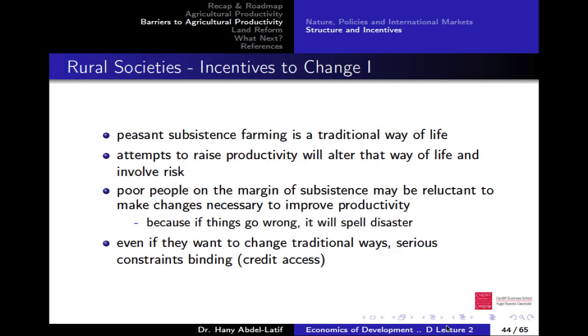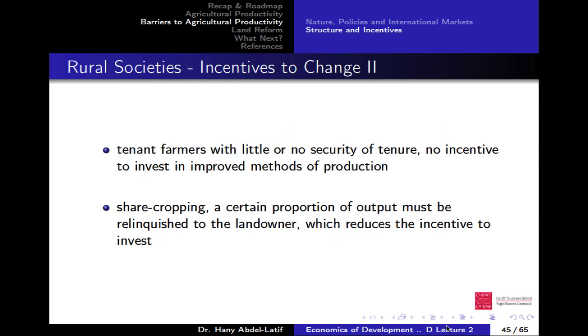Because poor people live on the margin, they're not going to do anything about improving productivity because it's so risky for them. So even if they want to change their traditional ways, they don't have the resources to do so. So it is very difficult. They don't have, for example, access to credit. And tenant farmers have little or no security of tenure, as I told you.